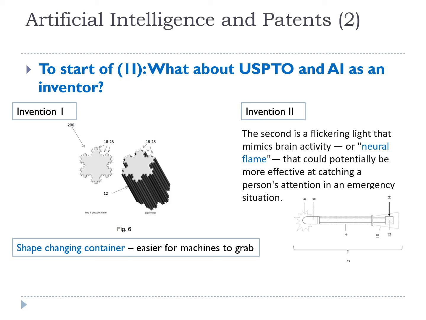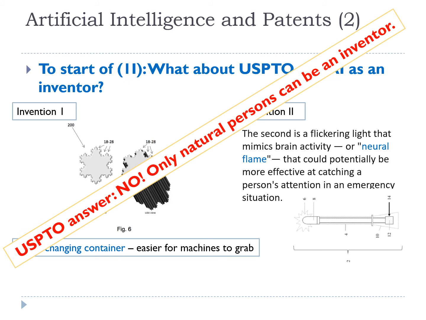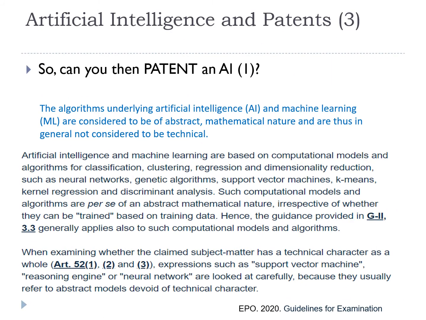So again, we're doing a case related to emergencies. However, USPTO's answer was the same as EPO's, at least for now, saying that only natural persons can be recognized as inventors. So the other question is, can you then patent an AI?